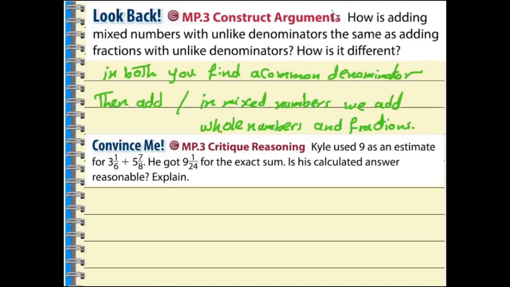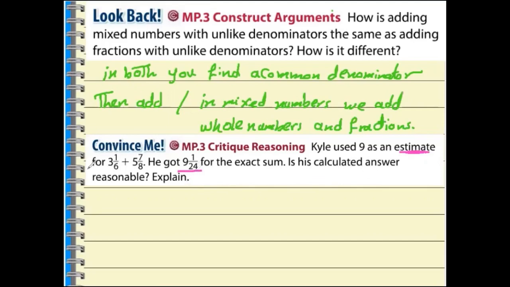We're moving to the next page, convince me. We have in here, Kyle used 9 as an estimate. And take care of this word, estimate. We're going to estimate this equation, okay? So 3 and 1 over 6 plus 5 and 7 over 8. She said that it's 9. The exact answer was 9 and 1 over 24. Is his calculated answer reasonable?